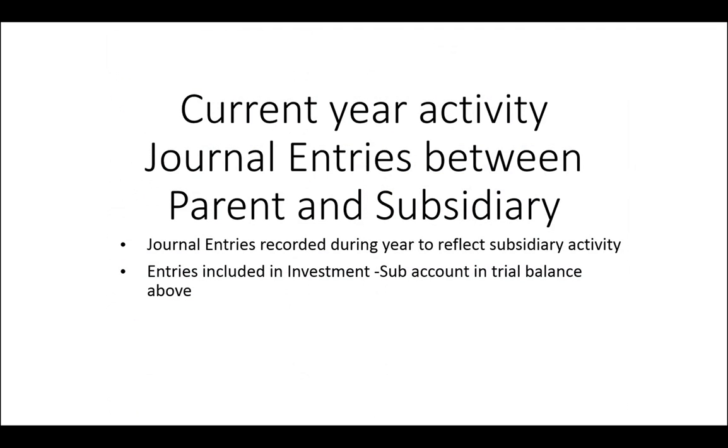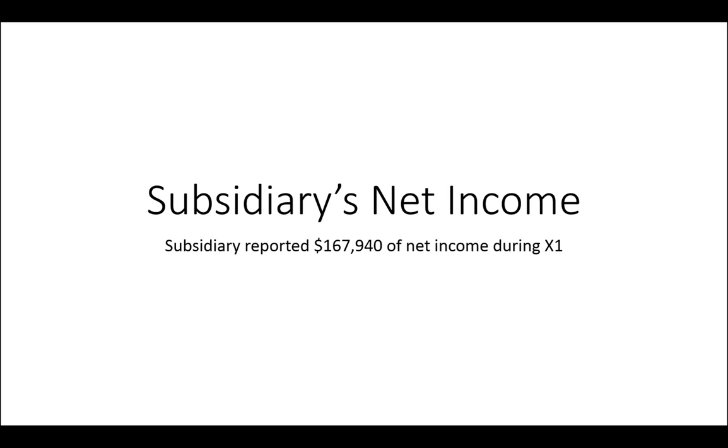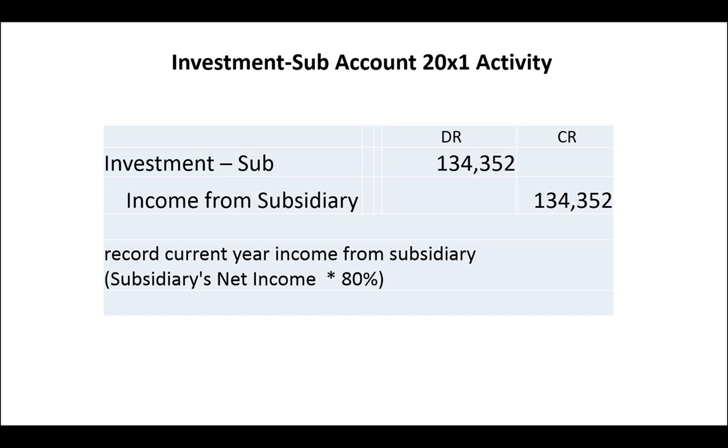So if we go through the journal entries, remember, again, I can't stress enough that we're using the equity method of accounting during the year, and all these entries that we're going to do are going to end up in the investment sub. Let's do the first current year activity entry, which is the net income. The sub has net income of $167,940. We're going to debit investment sub, credit income from subsidiary for 80% of that income.